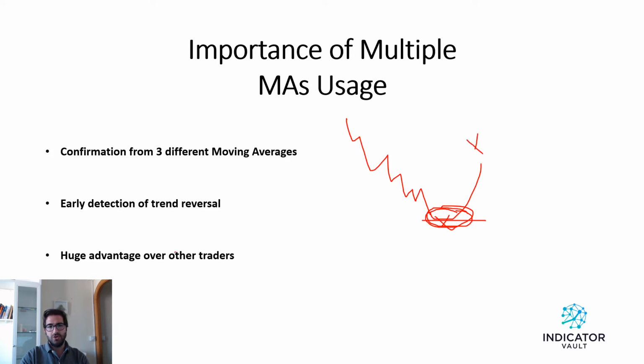Huge advantage over other traders. This is something, let's say this is a fact. If you know where the market will reverse, you will have a huge advantage over other traders, and then you will be making some money by profiting from other traders. This is the idea here. It's all about winning at the end. Who has an edge over other traders?